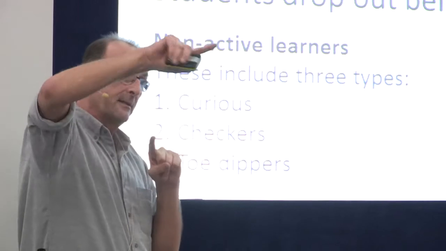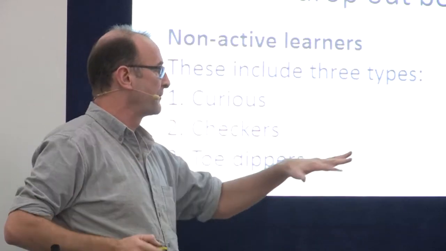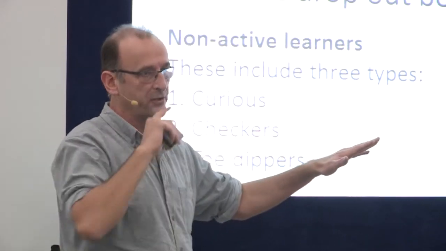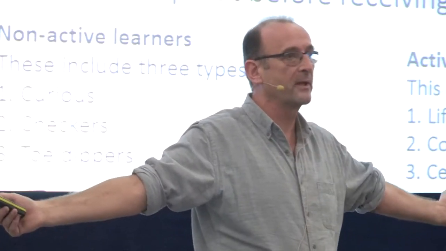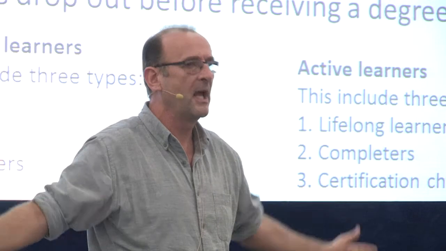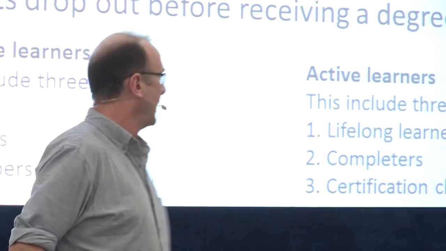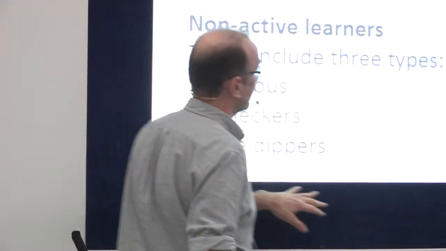The interesting data, and talking about the data from MOOCs, is far, far more interesting than the data that universities hold on courses, mainly because they've got big numbers. So if you look at the 6 MOOCs that Edinburgh University did, the data is exemplary. And they've looked at non-active learners versus active learners.